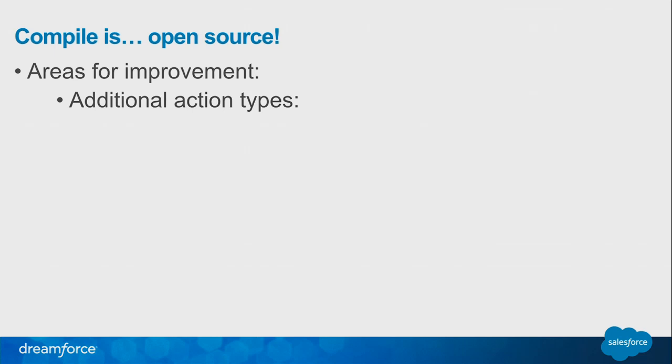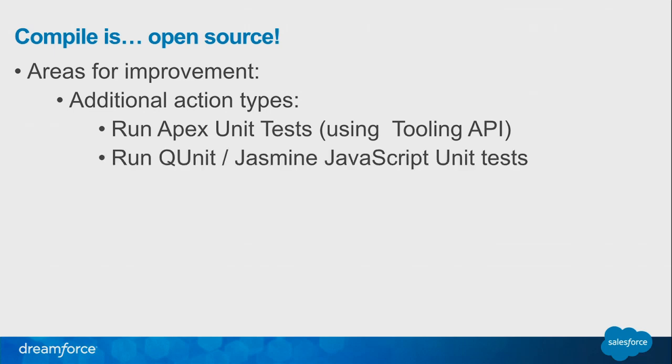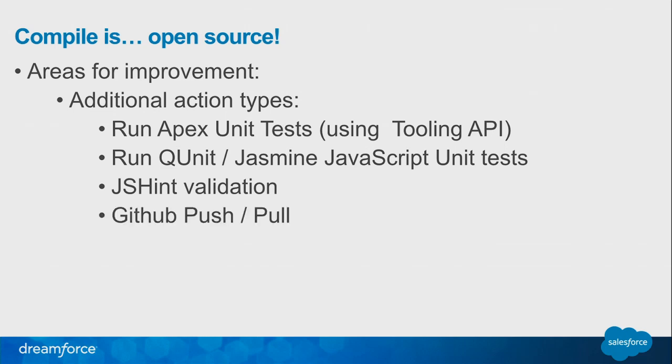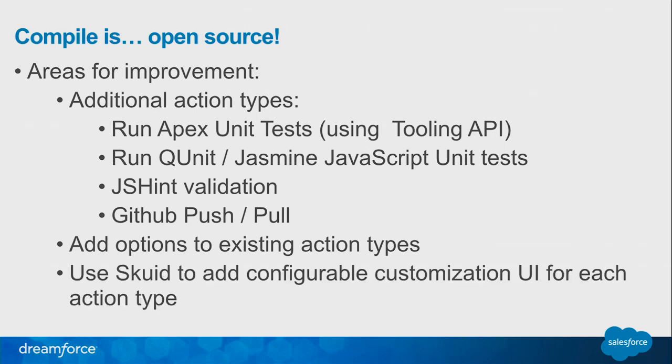Obviously, there are lots of areas for improvement. You think about how many other build processes there are. There are lots more action types that should be written. I want to be able to run Apex tests using the tooling API. That should be pretty quick to build. Running JavaScript tests, doing code linting and validation, doing GitHub push-pull. There are so many things we could add to it, and also making every action type have more configuration options.